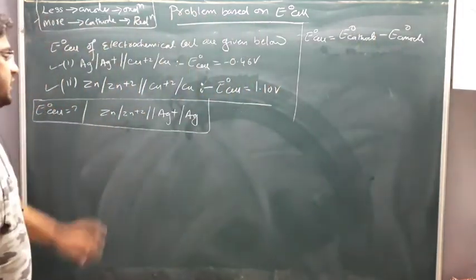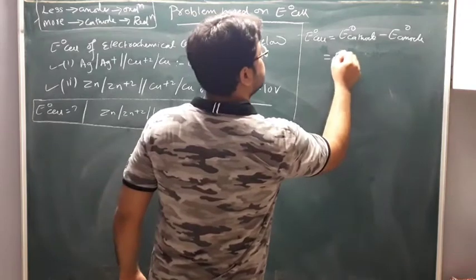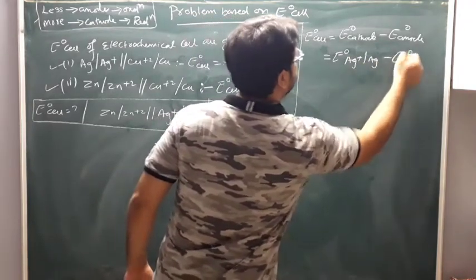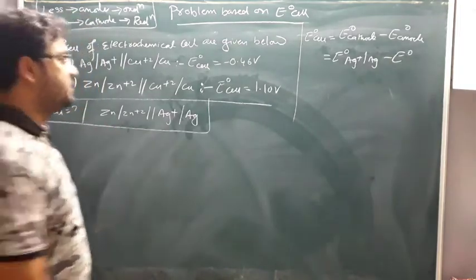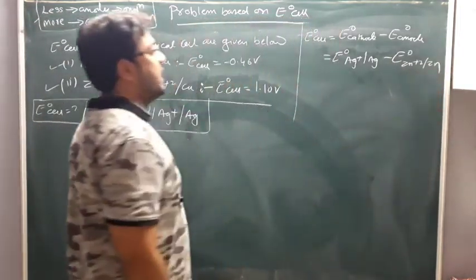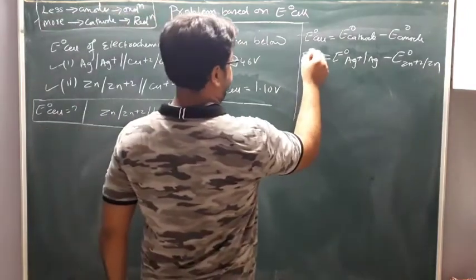For this cell, who will be the cathode? Ag. So E0 Ag+/Ag minus E0, who will be the anode? Zn+2/Zn. So I got E0 cell in this fashion.